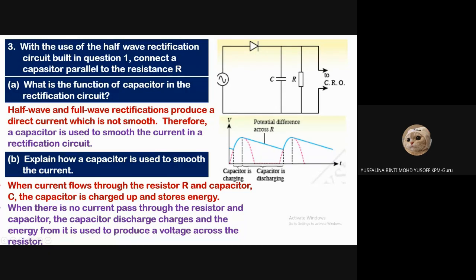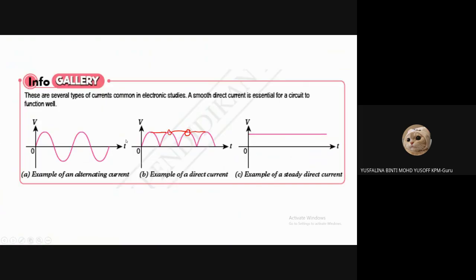When current flows to the resistor R and capacitor, the capacitor is charged up and stores energy. But when there is no current passing through the resistor, the capacitor will discharge the charge, and the energy from it is used to produce a voltage, like I told you just now. Here the capacitor stores the charge, right? So when there is no charge flow here, it will discharge the charge that it kept. Then here it keeps again, then here it releases again. So that is the function. So it can smooth the full wave rectification. The half wave also can.